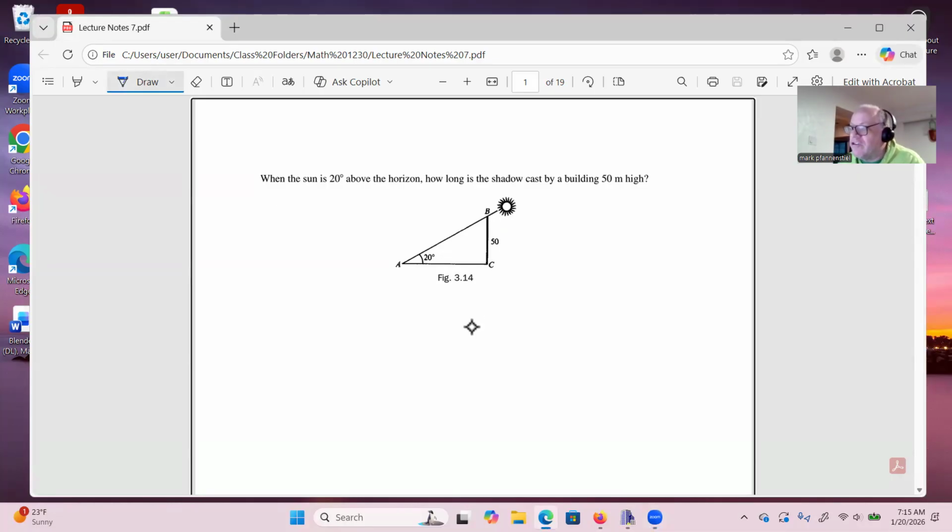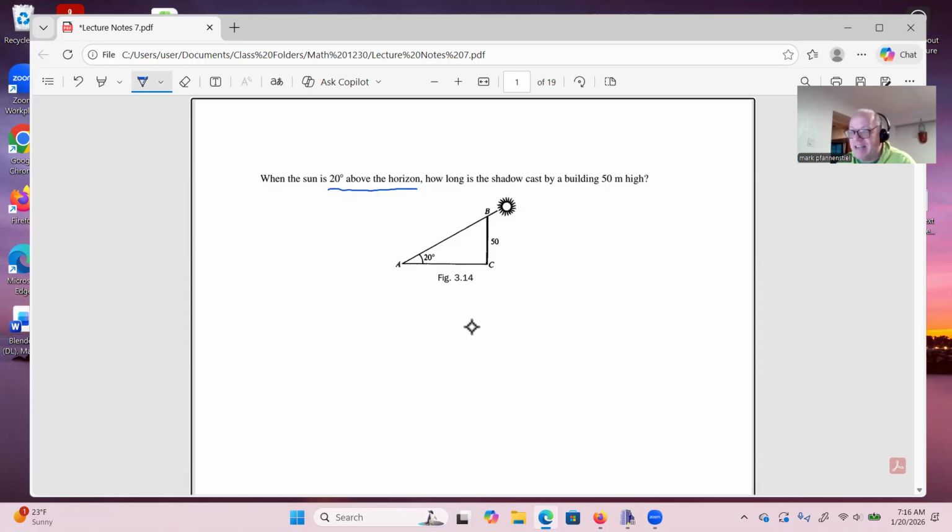Now, in each of these triangles, you're usually going to be given a side and an angle, and then you have to decide which side you actually want. In this case, the sun is 20 degrees above the horizon. You'd use something like an astrolabe or a really clever protractor to get the degrees, but don't worry about how this is actually measured. We're just going to take this as a given. And we have a building that's 50 meters in height, and we have to figure out how long the shadow is.